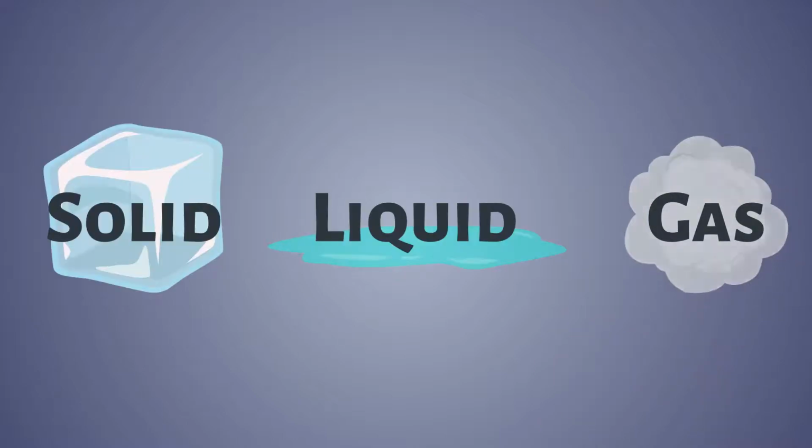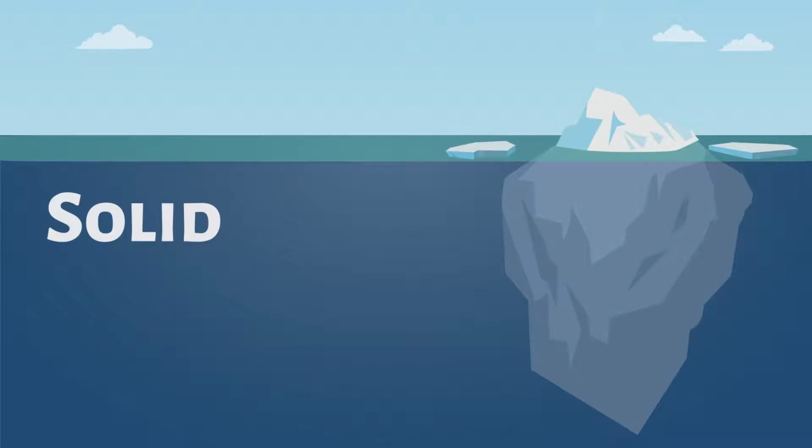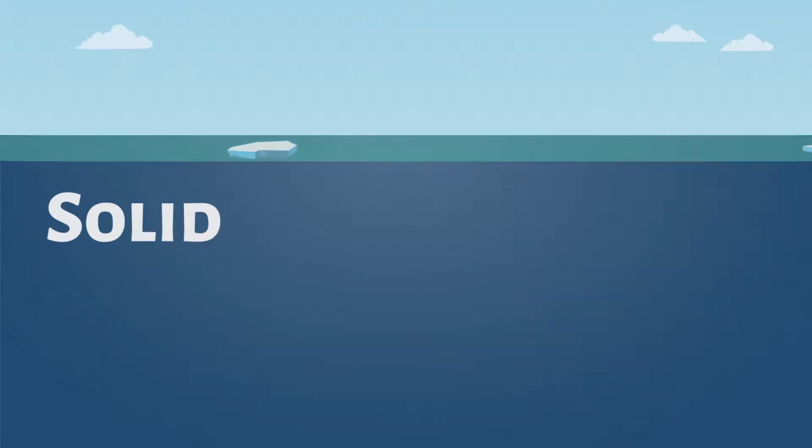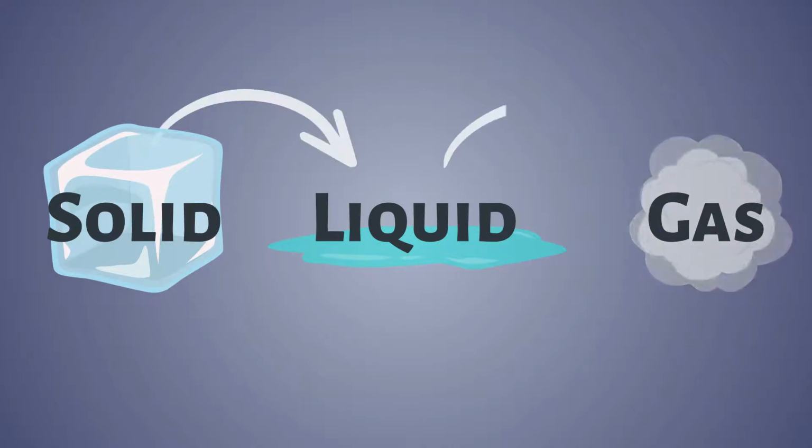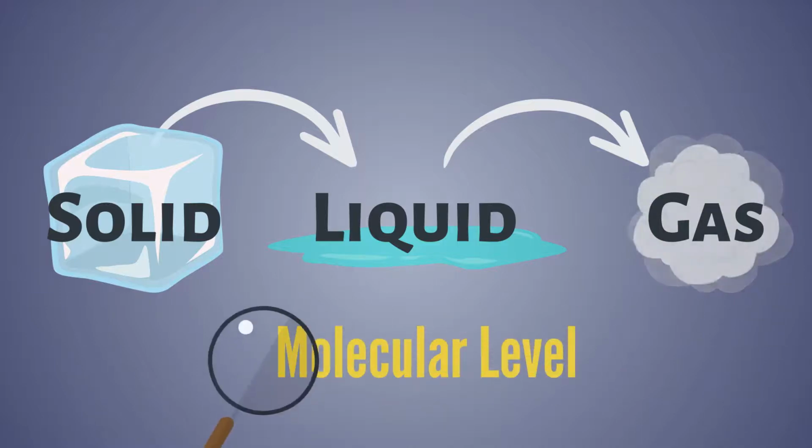Okay, but what about ice cubes or icebergs? An iceberg seems like a solid. It has one particular shape and size, but then it melts into water, a liquid. To understand how a solid can become a liquid and a liquid can become a gas, we need to know what's happening on a molecular level.